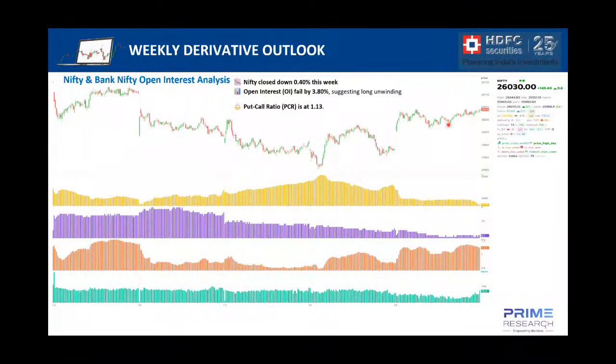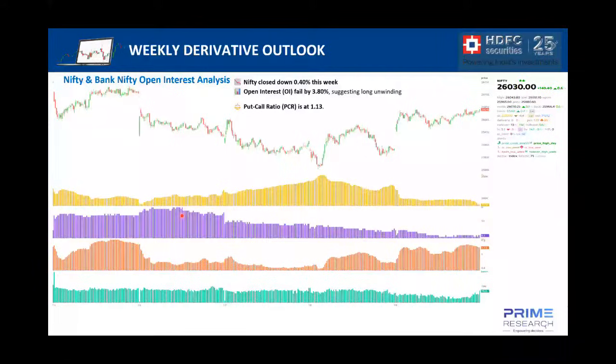Second thing, PCR is around 1.13 level, which is neither overbought nor oversold, so there is ample room for Nifty to rise from that angle. Even if you see the IV level, IV has also come down from the top of, let's say, 10.5 to 9.10, which is also comfortable.